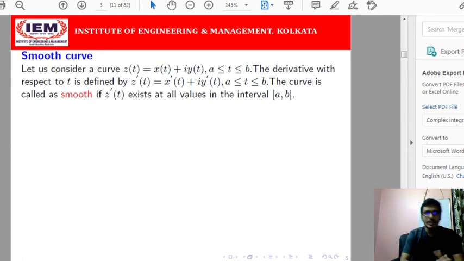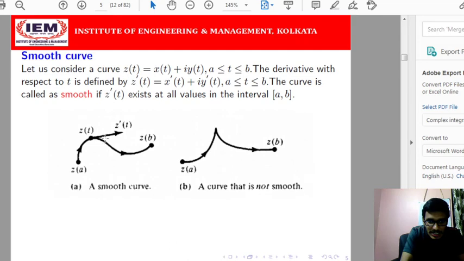So if a curve in the complex plane possesses a continuous derivative at each and every point, then the curve is smooth in that segment. For example, if I consider this curve, if you take any point, you can draw a tangent. If you take this point, you can draw a tangent. There is only a unique tangent you can draw at each and every point. That means it is unidirected, so that is called a smooth curve.